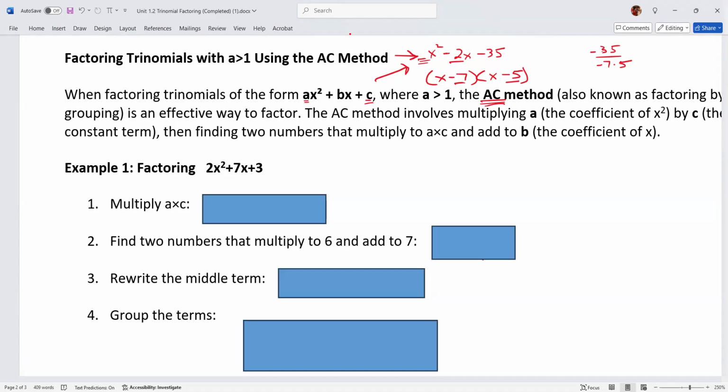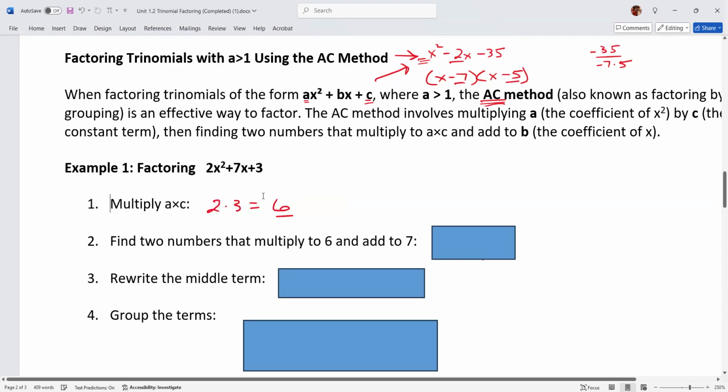So let's just take a look at the way this works. I'm going to dismiss these boxes as we go along. Step one is when you recognize that you cannot get rid of that coefficient in front of the square term, and it's a trinomial, you're going to do the AC method. So what are we going to do? First, we're going to multiply A times C, and that gives us a 6.